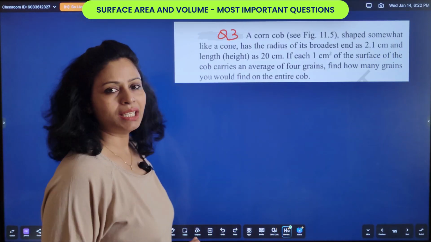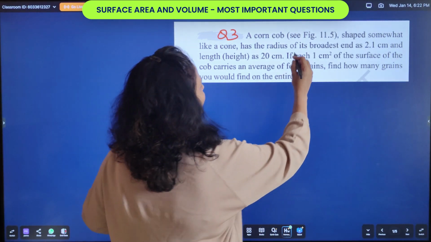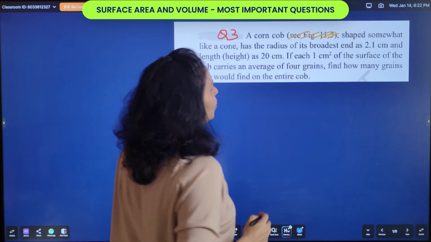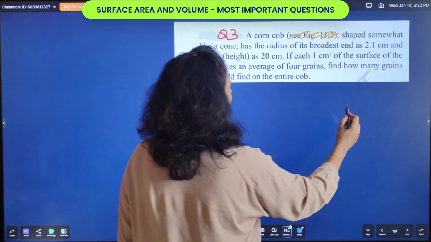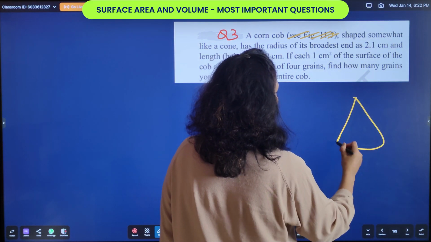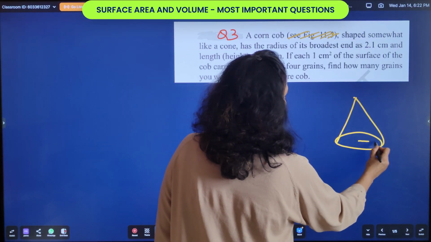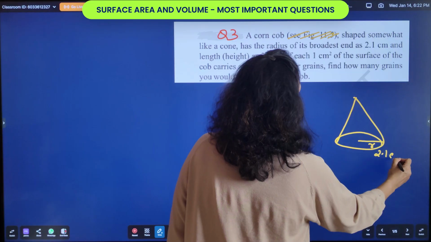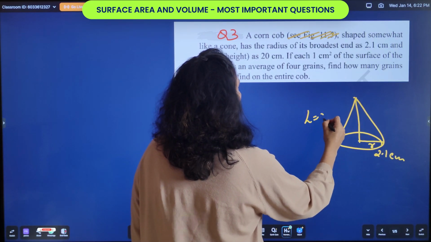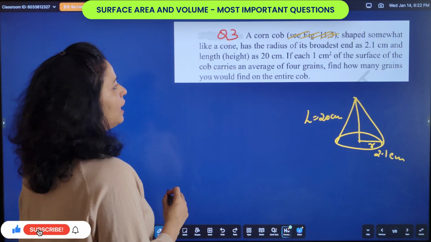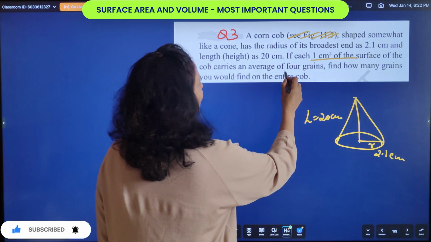Okay, let's see question number 3. Here it is a corn cob. This is again a book question. So it's a corn cob shaped somewhat like a cone. Corn cob is also something like a cone shape. It has the radius of its broadest end, so radius R is 2.1 centimeter and the length, that is height, is 20 centimeters. And if each 1 centimeter square of the surface of the cob carries an average of 4 grains.